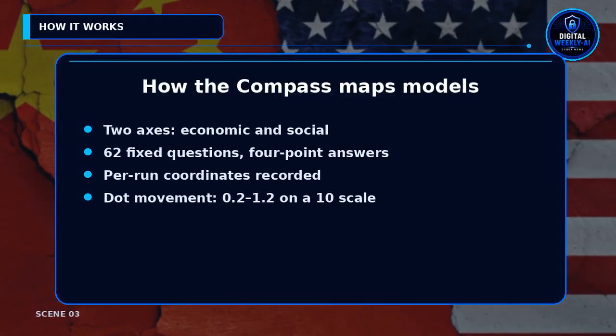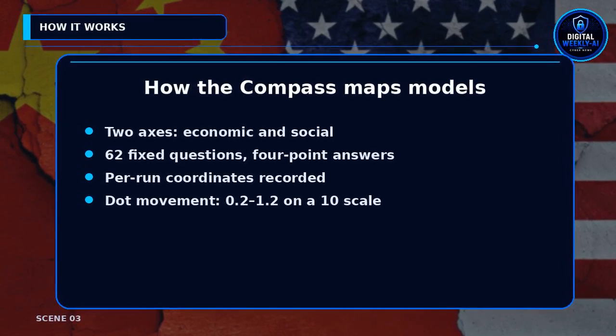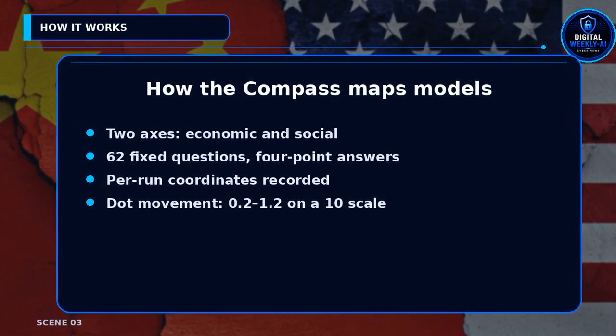The political compass has two axes: economic left to right, social authoritarian to libertarian. It uses 62 fixed questions with 4-point answers. Unslop recorded coordinates for each run. Repeated runs shifted dots by between 0.2 and 1.2 on a 10-point scale. Unslop interprets that as tight consistency for most models.